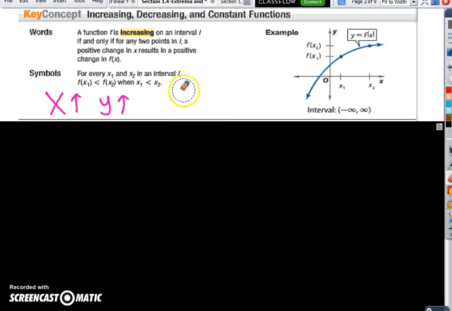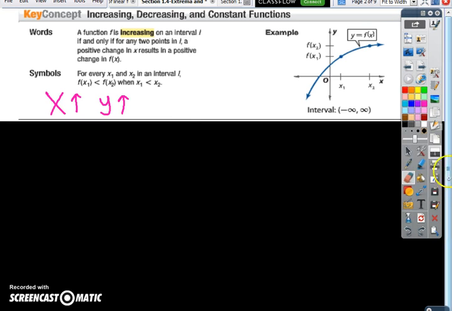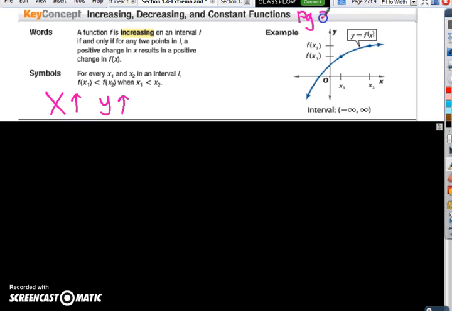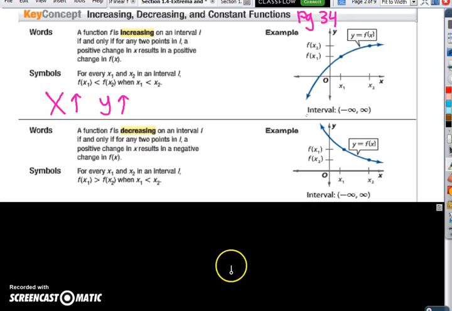So these are some fancy definitions. This can be found in your book if you are a little curious about what that looks like, on page 34. Now that's increasing. We also then have decreasing. What decreasing means, you can see in the picture over here: as your x's get larger, your y's get smaller. Or as you move from left to right, your y values are decreasing or getting smaller.